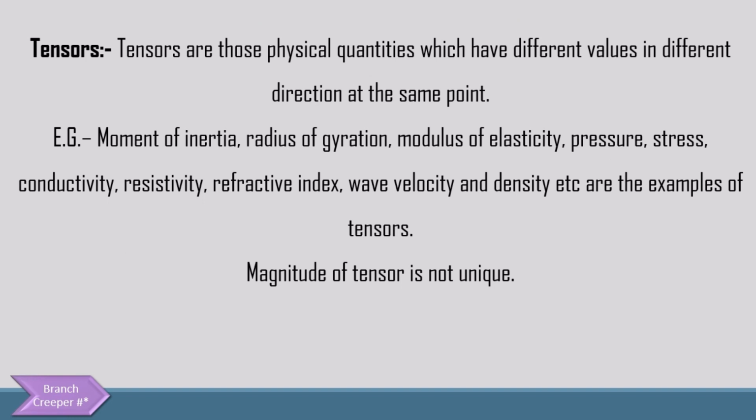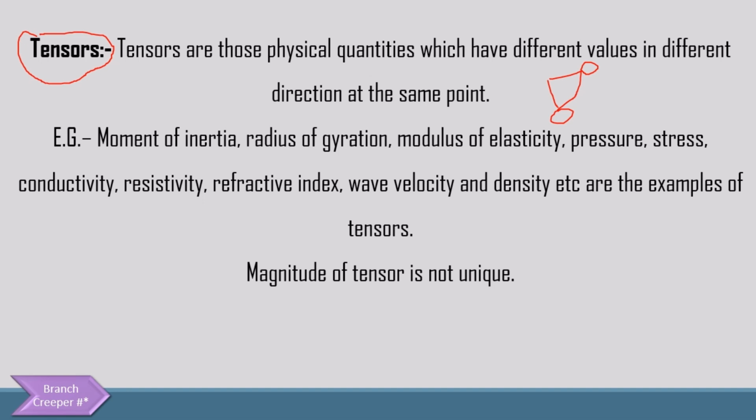Now, what are tensor quantities? Tensor quantities are those physical quantities which have different values in different directions at the same point. Here we have to understand the difference between a vector and a tensor quantity. A vector quantity does have direction, but it has only a specific direction and a specific magnitude. But a tensor does not. A tensor may have different magnitude and direction at the same specific time.